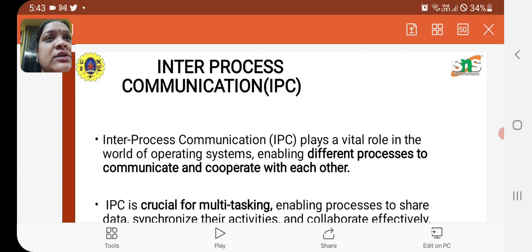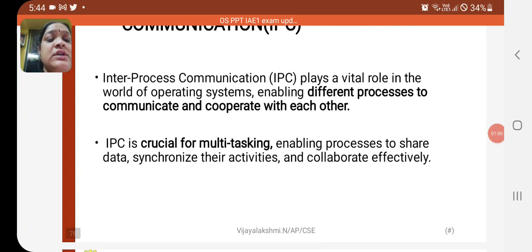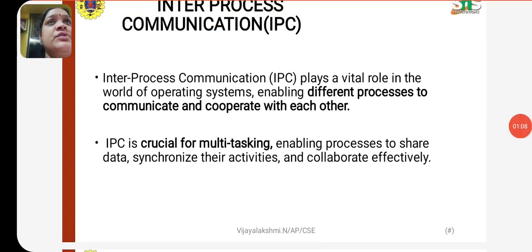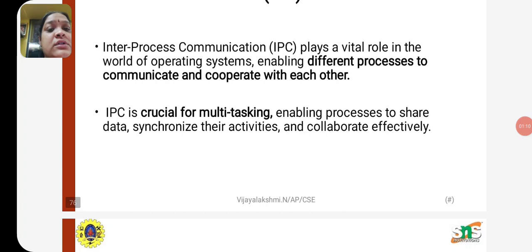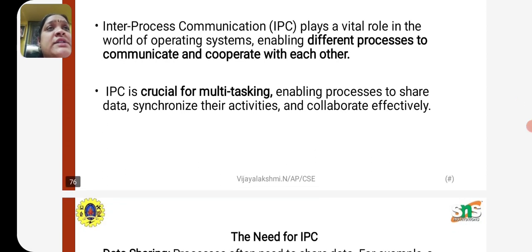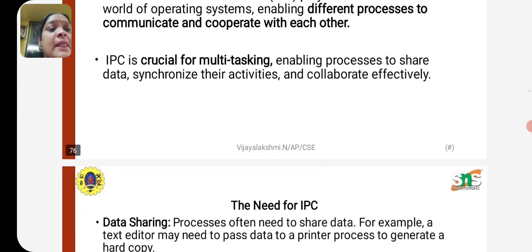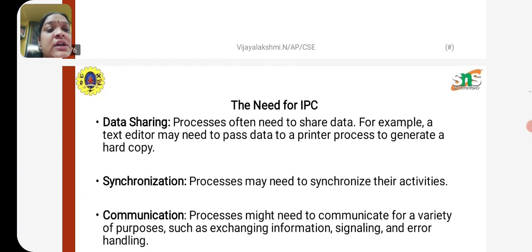IPC comes under a cooperating process. It is actually crucial for multitasking. Why is it crucial? When it comes to multitasking, we need to synchronize first. We need to synchronize all the systems that are interconnected in multitasking, and we need to collaborate effectively.